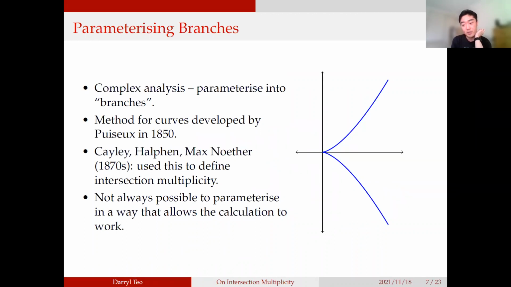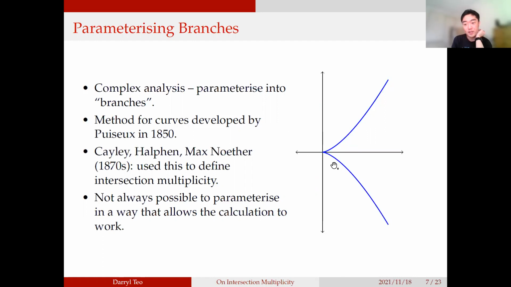It draws upon methods of complex analysis. Basically, you parameterize a curve at a point into its branches. The best way to intuitively understand what that means, consider the cuspidal cubic at the origin. You have one part, the upper part, and the lower part being its branches at the origin.